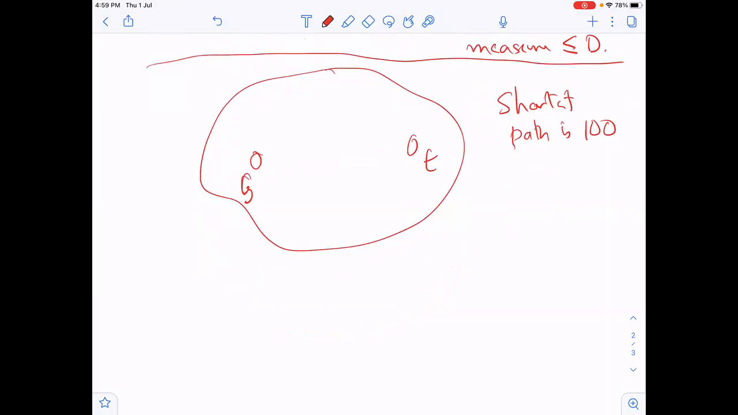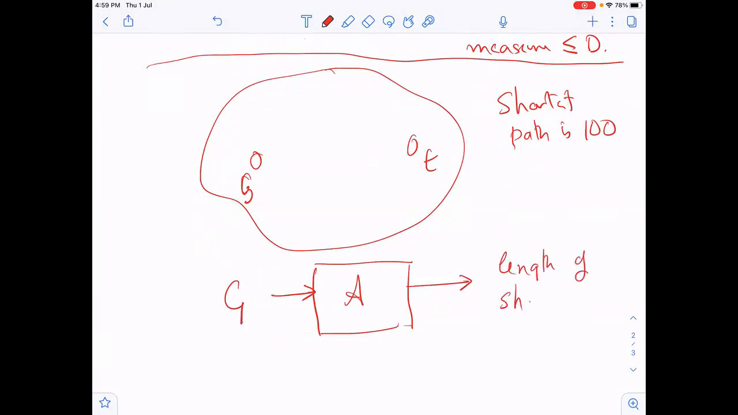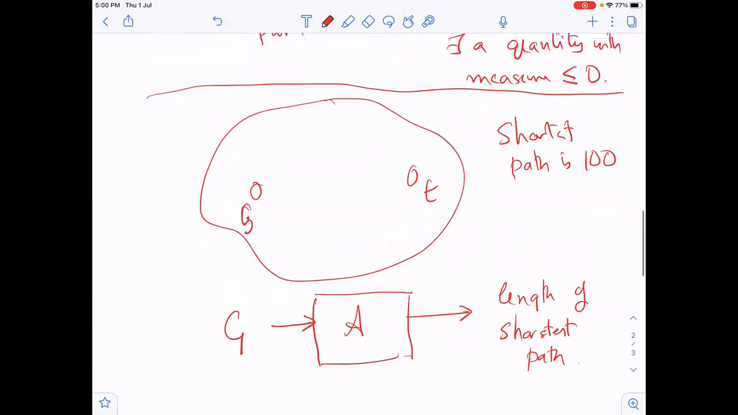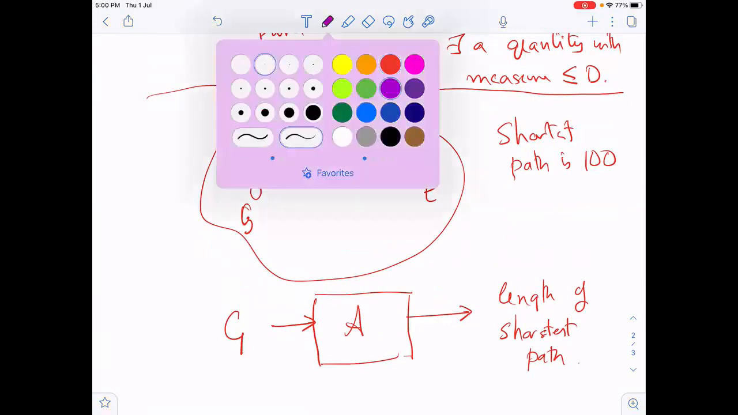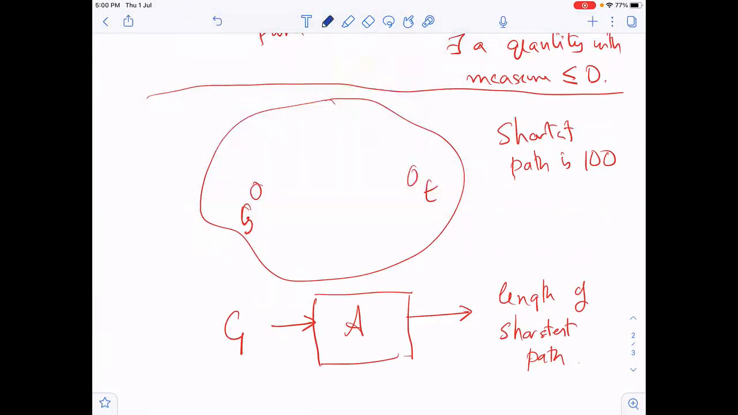Okay, so say that I have a black box. Let's just start with an optimization problem only. I will give you a graph, and you output the length of the shortest path. Using this black box, can you find out the shortest path? So the goal is basically to find a shortest path. How will you do that?